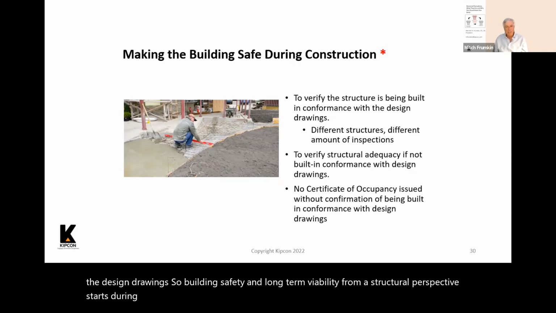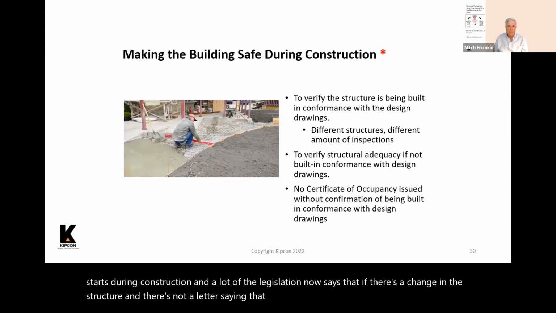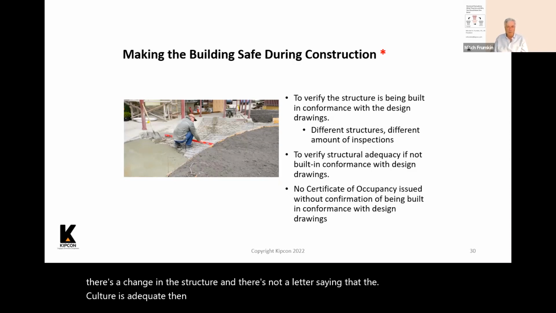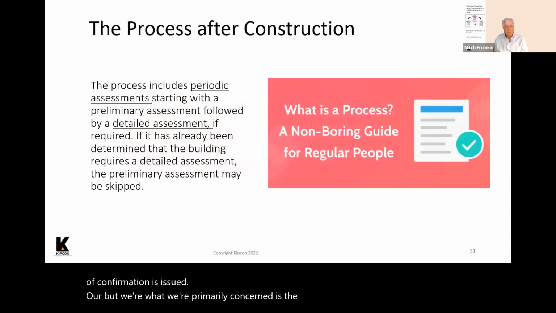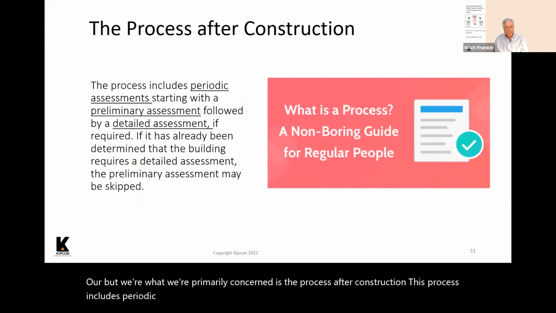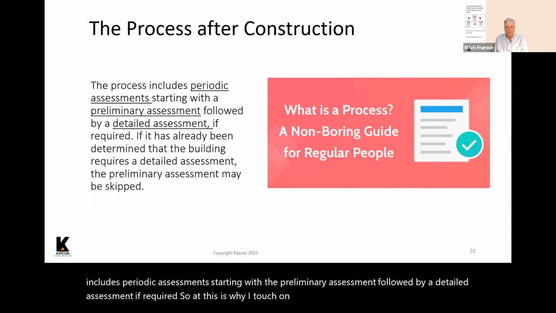And a lot of the legislation now says that if there's a change in the structure and there's not a letter saying that the structure is adequate, then a certificate of occupancy won't be issued until that type of letter or confirmation is issued. But what we're primarily concerned with is the process after construction. This process includes periodic assessments, starting with a preliminary assessment, followed by a detailed assessment if required. So this is what I'm going to touch on and show you some examples of.